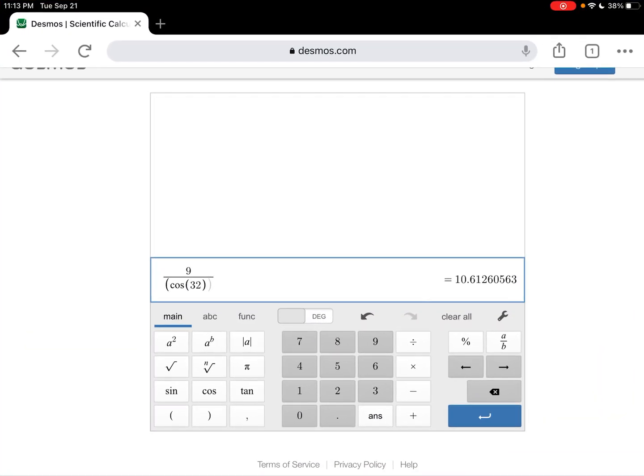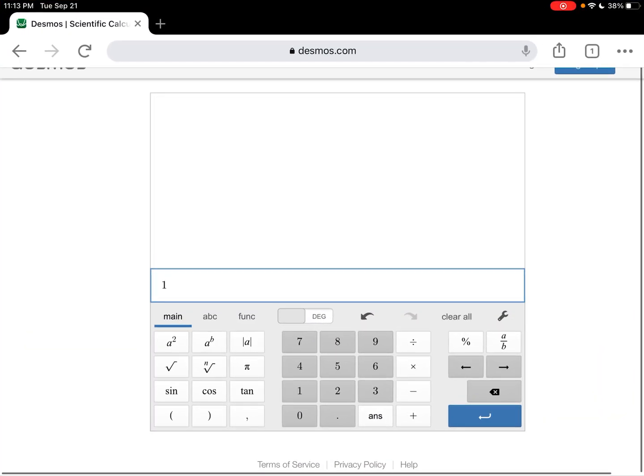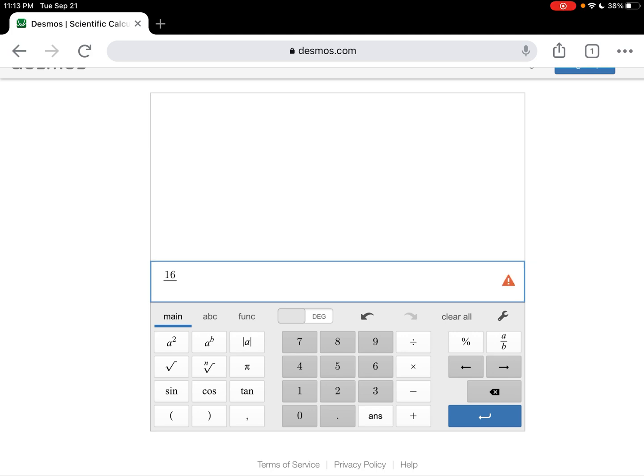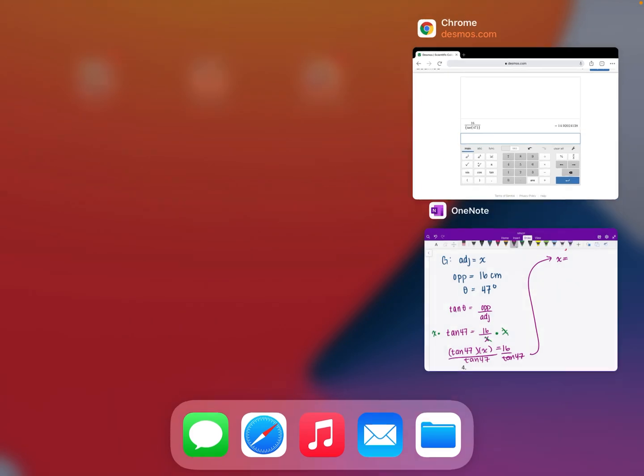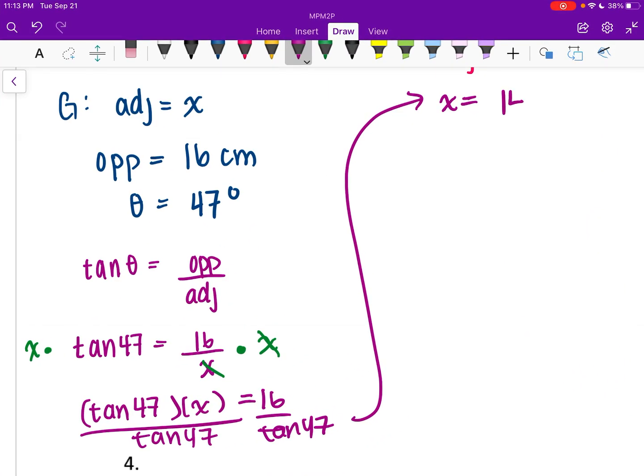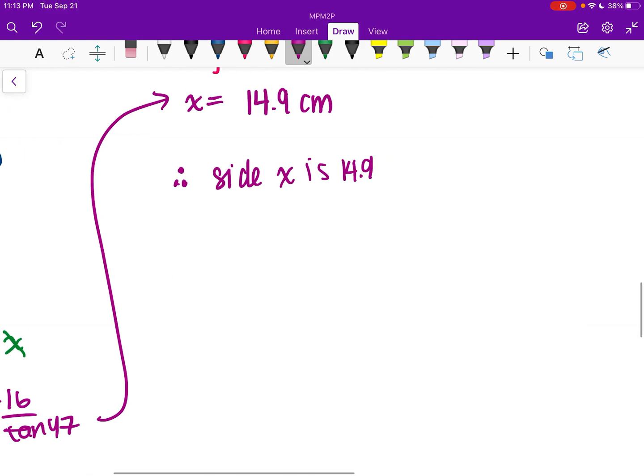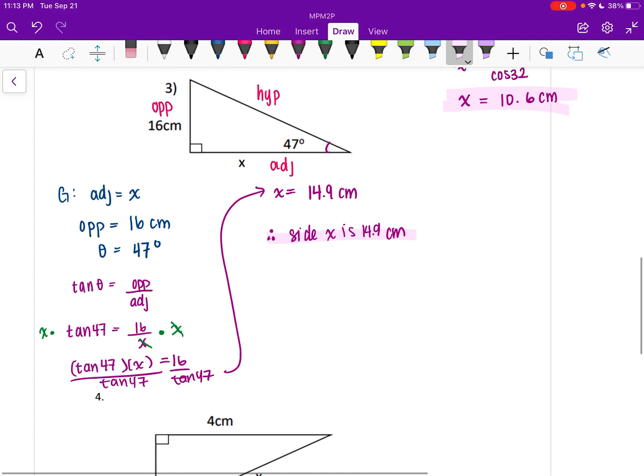So let's go do that. Let's clear this. 16 divided by tan 47. And it's 14.92. So I'm going to say 14.9. So x is equal to 14.9 centimeters. Therefore, side x is 14.9 centimeters. Okay? And that is the answer.